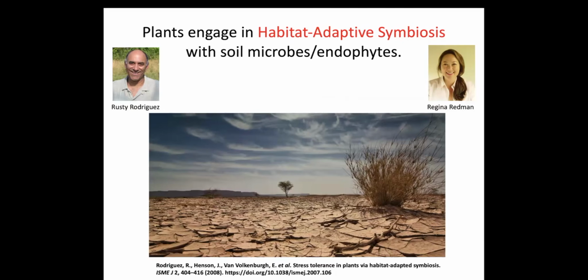There are these other concepts that I want to talk about. I know we're running out of time, Matt, but one of them is habitat adaptive symbiosis, and this relates again to plants and the agency of plants, right? Their capability to take care of themselves if they have microbiology. Habitat adaptive symbiosis was a concept proposed by friends of mine, Rusty Rodriguez and Regina Redmond.